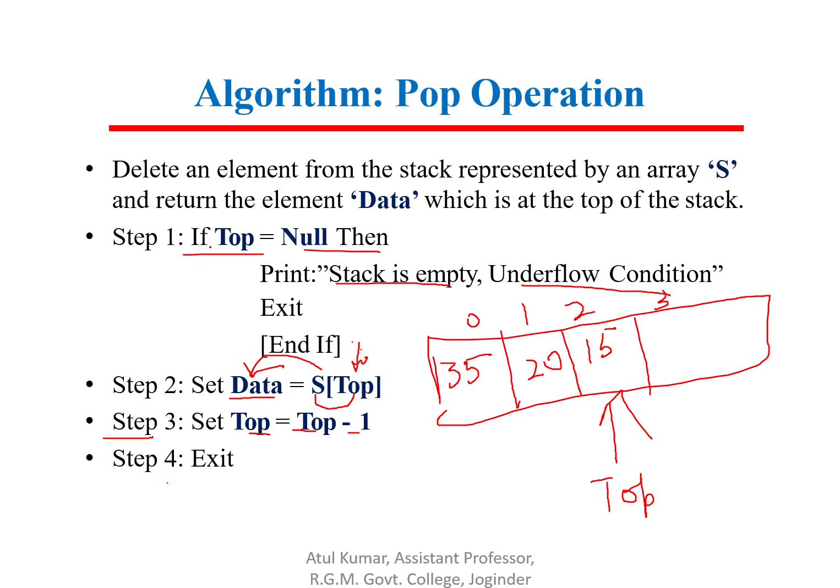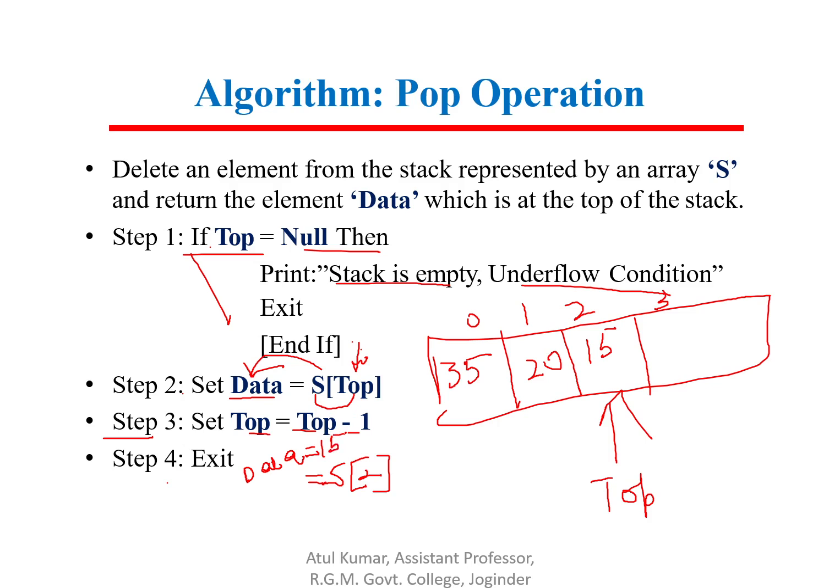Firstly, we have to check if top is null, so this condition is false. Go to step 2. In step 2, S of top: now top is at position 2, S of 2, we assign the value that is at the second index to data. So data is equal to the value at index 2, which is 15.